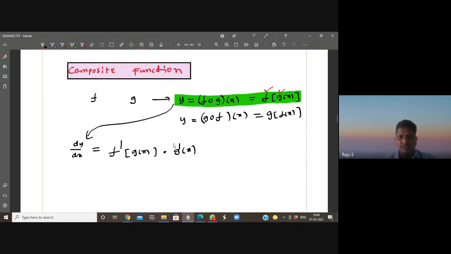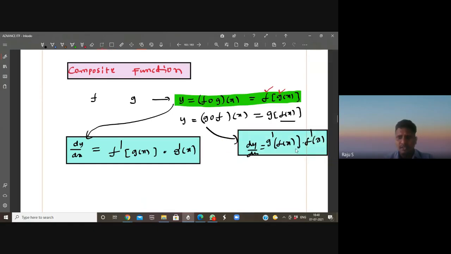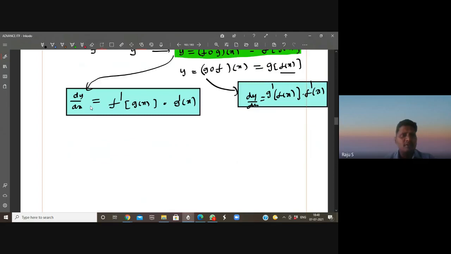In the same way, for g circle f, dy by dx is equal to first g dash of f of x, into the next bracket, f of x, whose derivative is f dash of x. Already we have done one problem in differentiability, and I think one previous year question with the help of this. This is the derivative of composite functions. Okay, so next some standard derivatives are there.